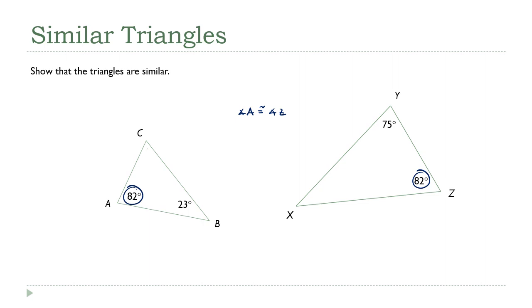Right? This angle here, angle C, has to be 180 degrees minus 82 degrees minus 23 degrees, because remember the angles in a triangle, their measures add up to 180. So if you do the arithmetic here, this angle is 75 degrees, and now we do have a match. Angle C and angle Y are congruent, and that's enough. We have two pair of congruent angles. So by the AA similarity theorem, the two triangles are similar.